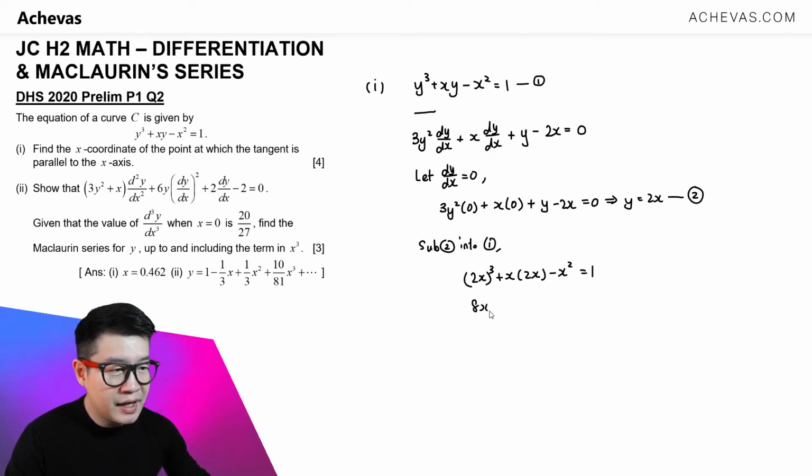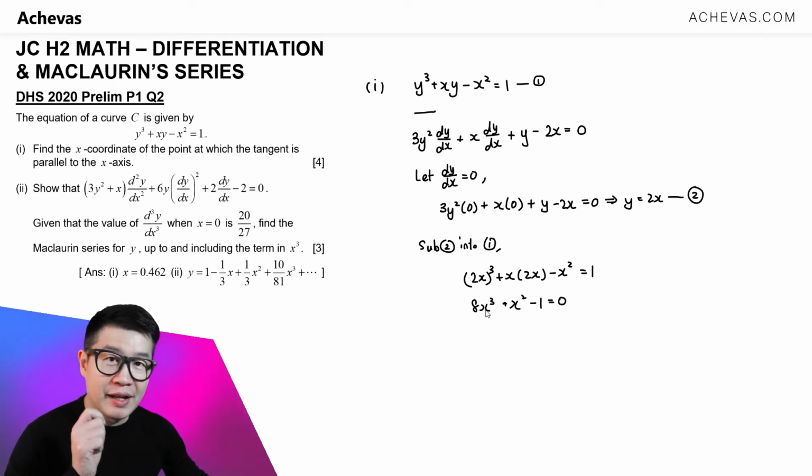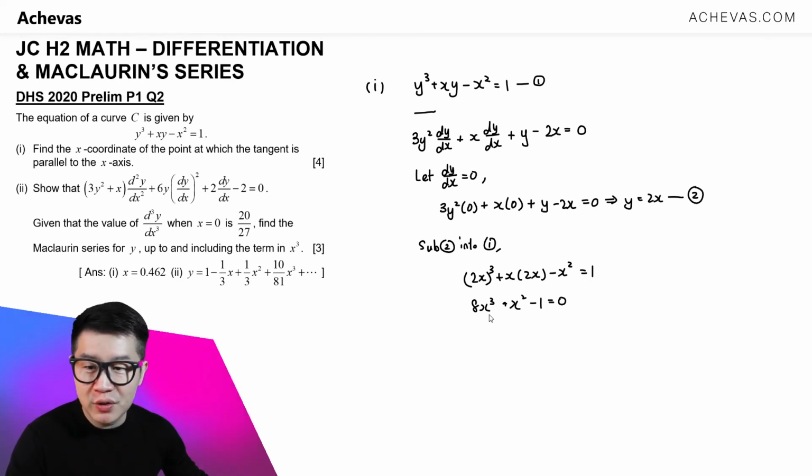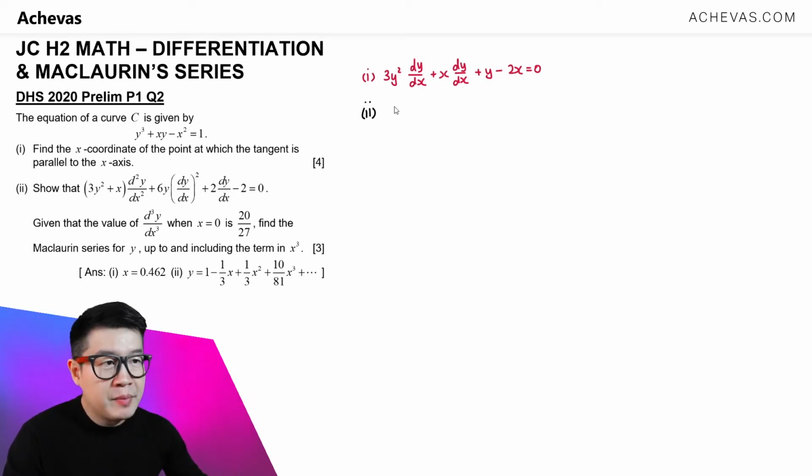Here we have 8x to the power of 3. Here we will have 2x squared minus x squared, so it will be plus x squared. The 1, I'm going to shift over to the left-hand side, so I have this equal to 0. And this is just a cubic polynomial. We can definitely press this into our graphing calculator to solve for it. So from our graphing calculator, we will get the x-coordinate of the point where the curve has a tangent parallel to the x-axis, and the x-coordinate is equal to 0.462.